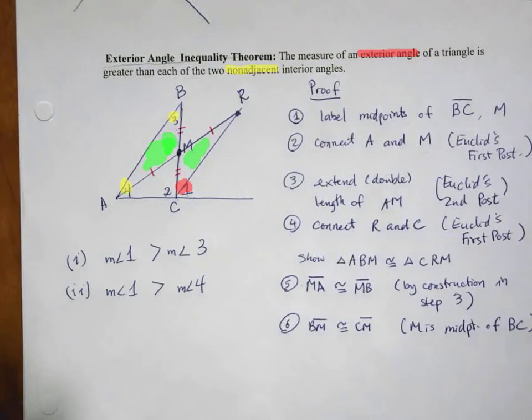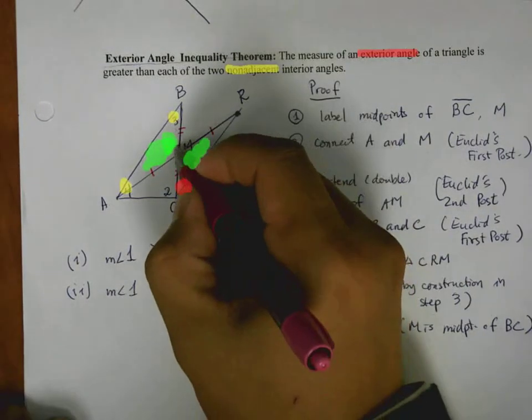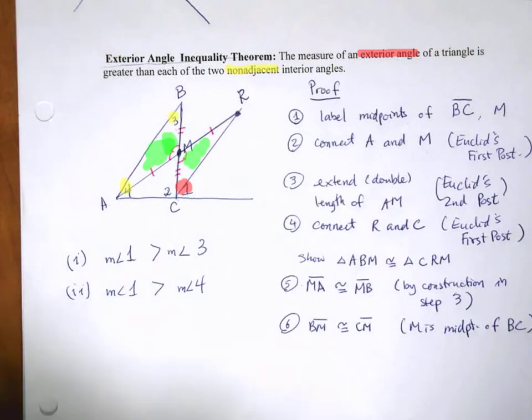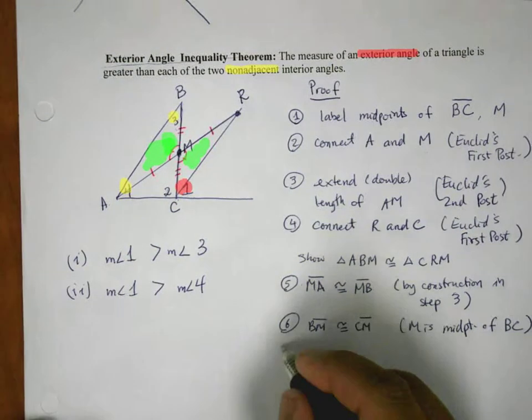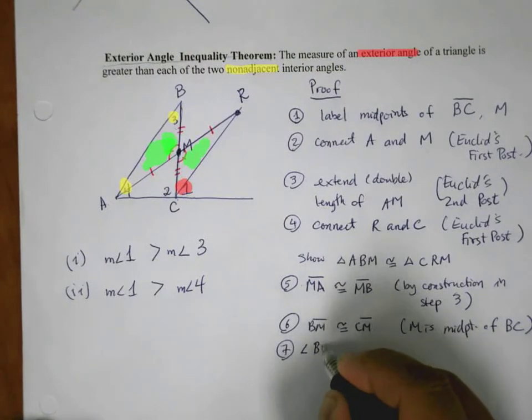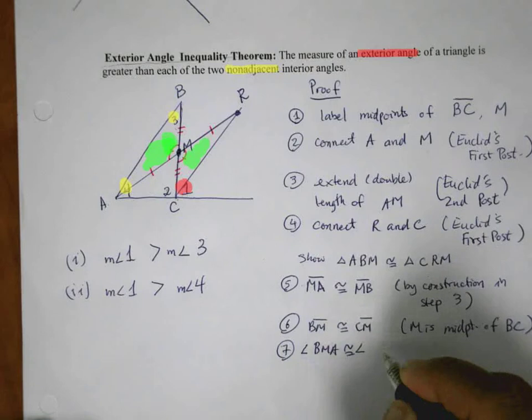And then finally, we need an angle. So we have 2 sides here, and we need 1 angle. Well, it just so happens that we have a set of vertical angles here. Right there. Okay. So we can say that angle BMA is congruent to angle CMR because they are vertical angles.